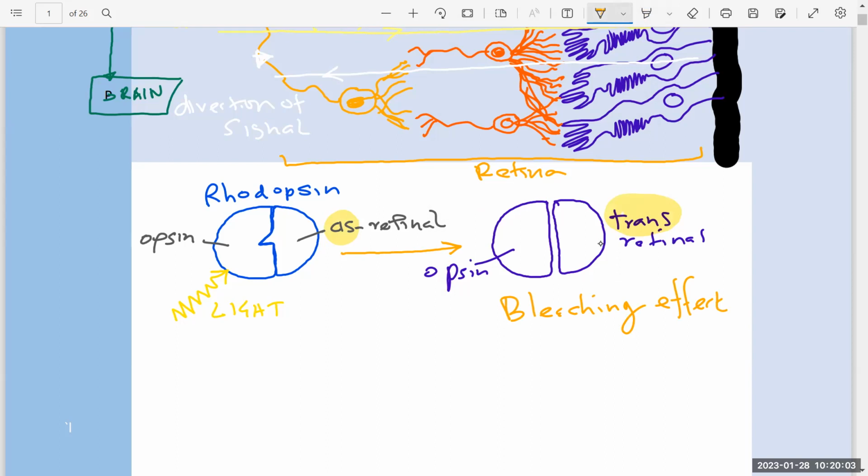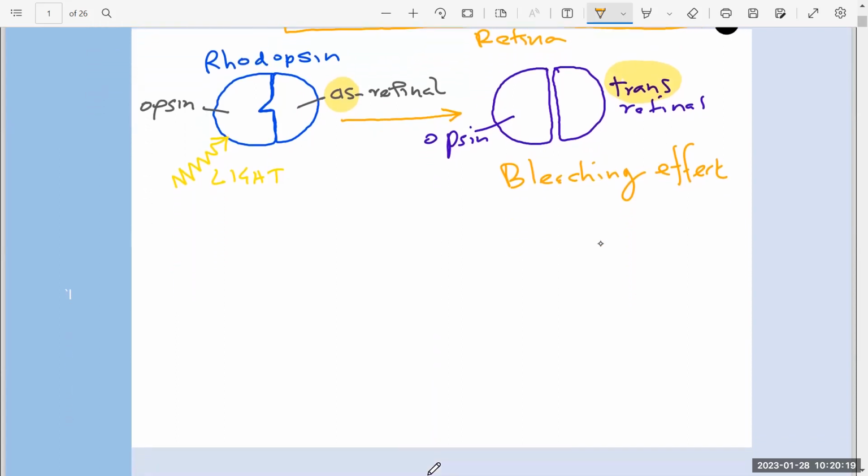Cis-retinal converts into trans-retinal. Right, then what is the next effect? To understand the next effect, we want to see exactly where this is happening in the rod cell. Now, when we draw the rod cell, I tend to draw like this, and this is the space for the nucleus.